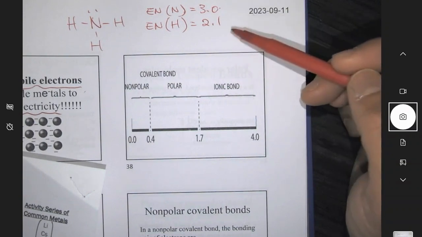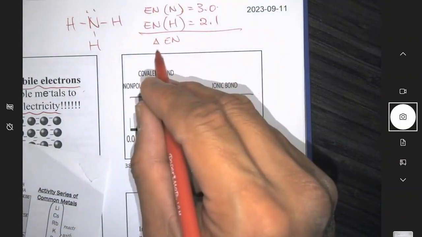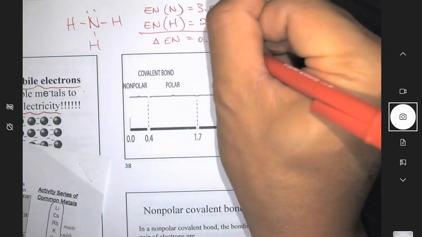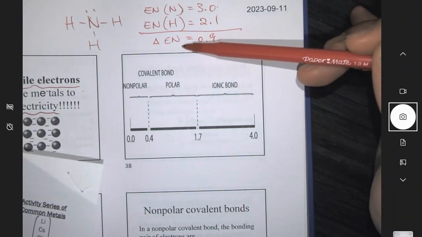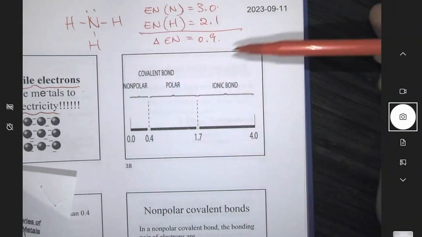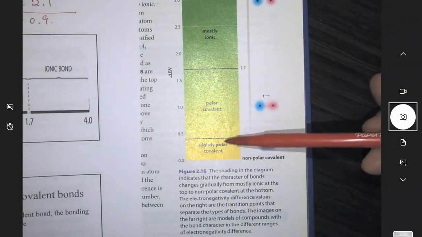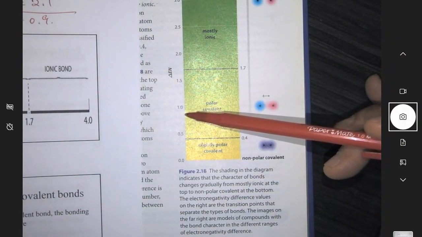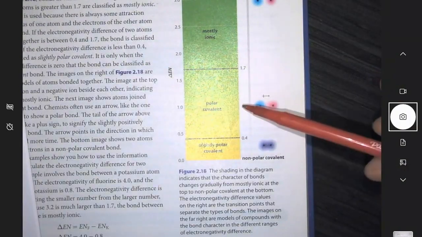So when you're trying to find the differences, delta EN, delta means the difference between the two values, would be 0.9. So the difference of electronegativity on a nitrogen-hydrogen covalent single bond will be 0.9. What it means is this: if you look at this scale, 0.9 would be just a little bit below 1.0. So in this case, this bond between the nitrogen and the hydrogen will be considered polar covalent.